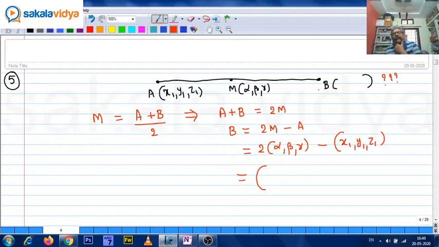So we get the other end of the line segment also. We can write 2 alpha minus x1, 2 beta minus y1, 2 gamma minus z1. That's all. So in this way we can find it. Yes, absolutely correct: 2 alpha minus x1, 2 beta minus y1, 2 gamma minus z1. Okay, next.